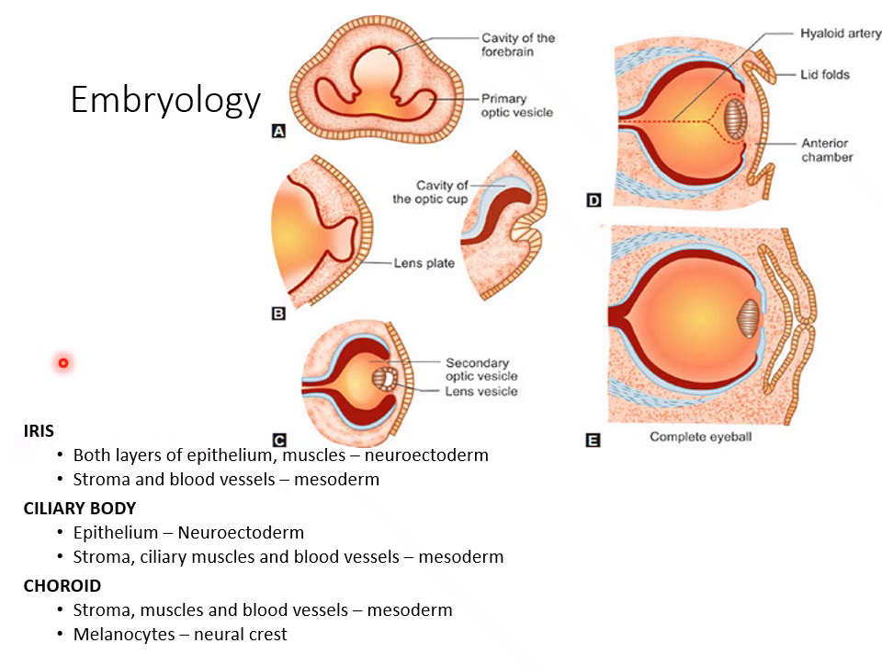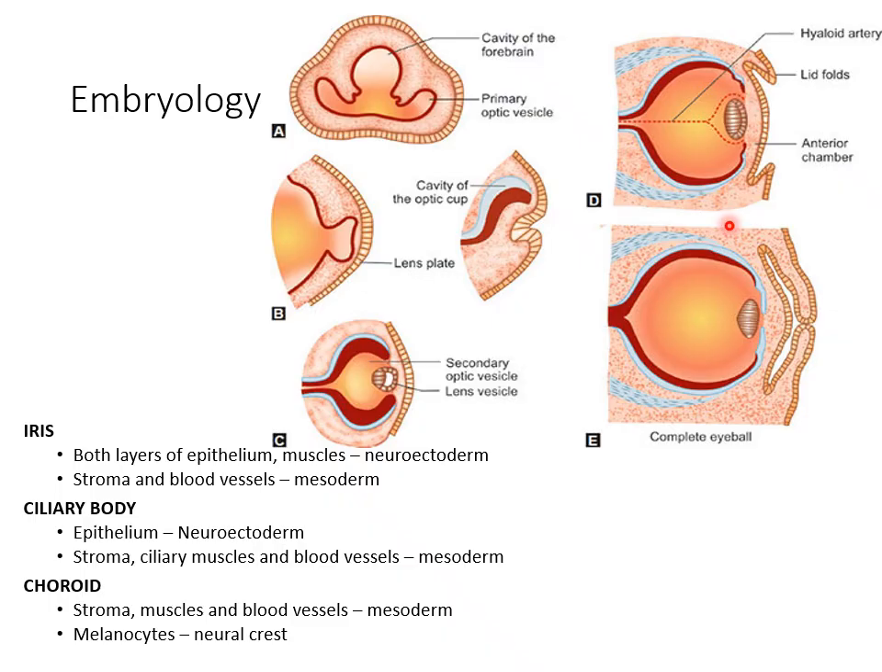Developmentally, in the iris, both the layers of the epithelium and the muscles are neuroectodermal, as we can see here. The anterior most edge of the neuroectoderm is the part that gives rise to the iris. This part is forming both the layers of the epithelium of the iris and the muscles of the iris. What about the stroma and the blood vessels of the iris? They are formed from the mesoderm.